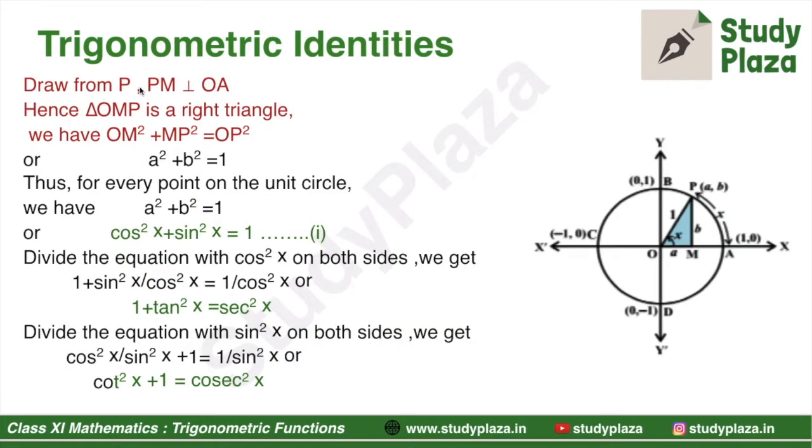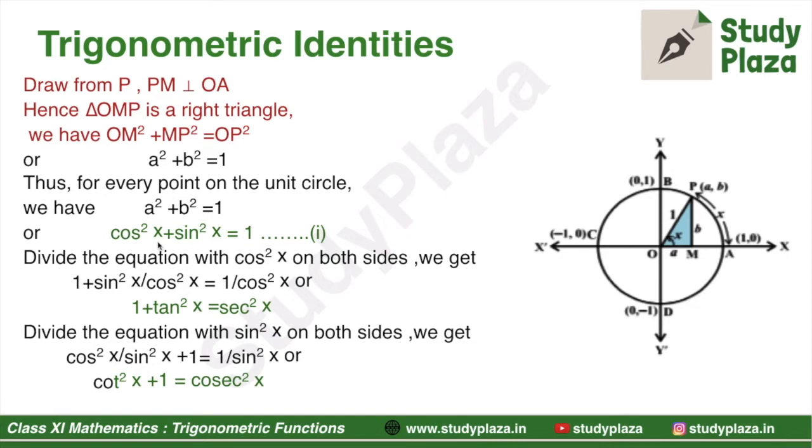Now let us understand how we can write the trigonometric identities. For that, let us consider OPM as a right angle triangle. Applying Pythagoras, we get OP square is equal to OM square plus PM square. OM is equal to A, or we can say A is equal to cos x, so A square means cos square x. Similarly, B means sin square x. So cos square x plus sin square x is equal to 1. This is the first identity that we studied in class 10.